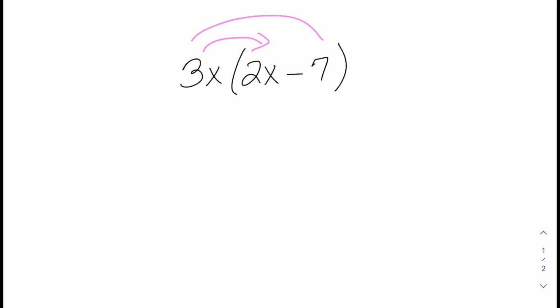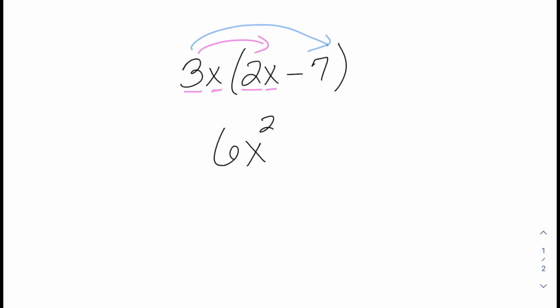So when we're multiplying this, it's important that you do it step by step. We're going to take the coefficients, and we're going to say 3 times 2 is 6. Then we're going to take x times x, and that gives us x squared. After we do that, we're going to take the 3x, and we're going to multiply it to the negative 7. We're going to do 3 times negative 7, which is negative 21, and we can't forget times x.